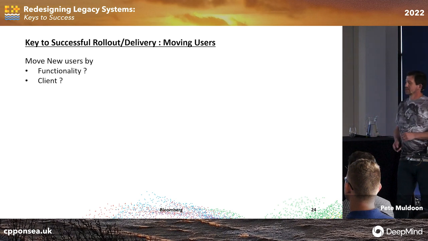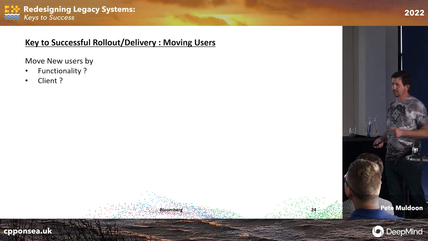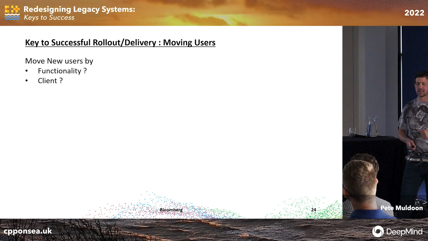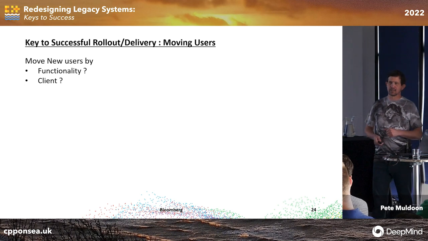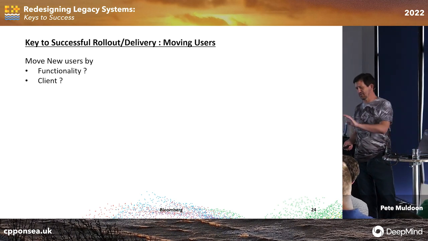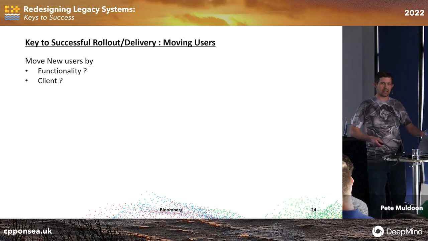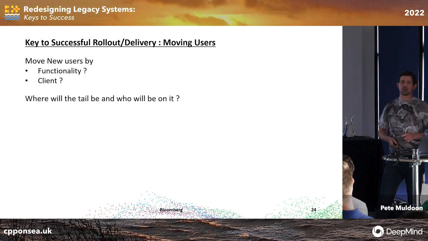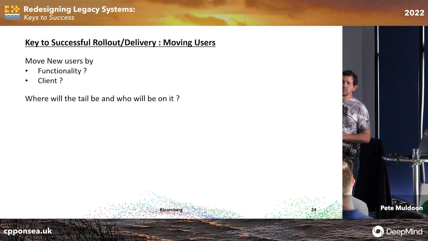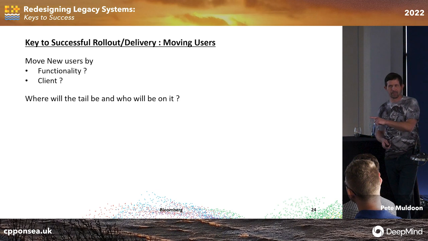All right. So when you go to move new users, and most of the systems I've been on have tons and tons, like I say, the definition of legacy, right? It's got a wide user base and it's not easily replaced. How do I move users over on my system? Is it by new function? Is it by functionality? Not even new functionality, certain functionalities of the older system. Otherwise, do it by client, where I say, you know what, this client, I'm going to move over here. It's usually where people go first. But you have to ask the question, where will the tail be and who is on it? And by the tail, I mean the last users to move over to your system.